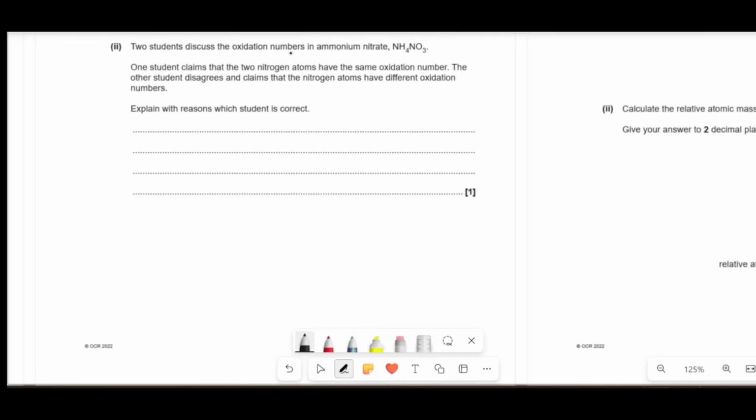So two students discuss the oxidation numbers in ammonium nitrate. One student claims that the two nitrogen atoms have the same oxidation number. The other student disagrees and claims that the nitrogen atoms have different oxidation numbers. So explain with reasons which student is correct.